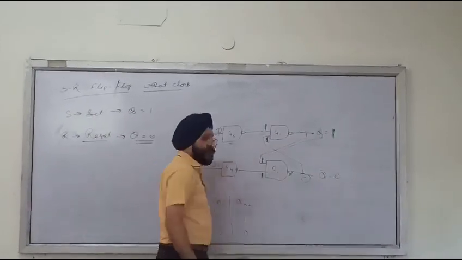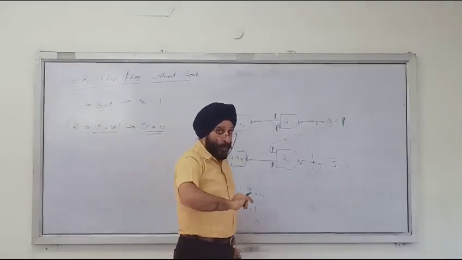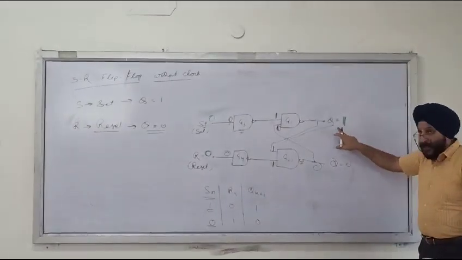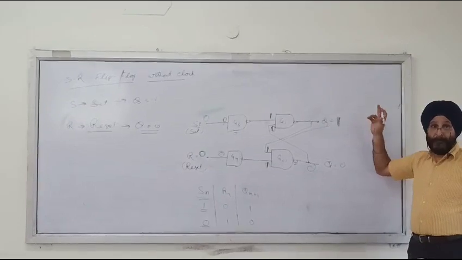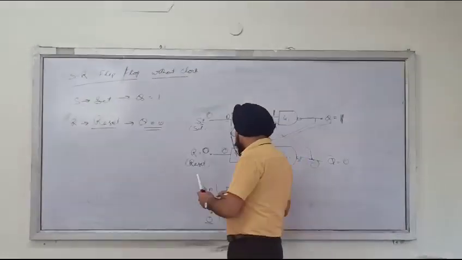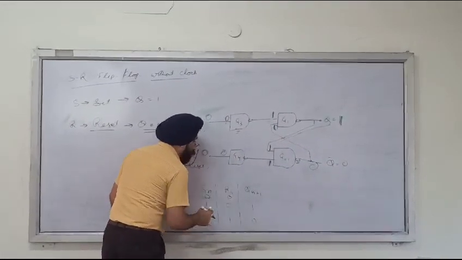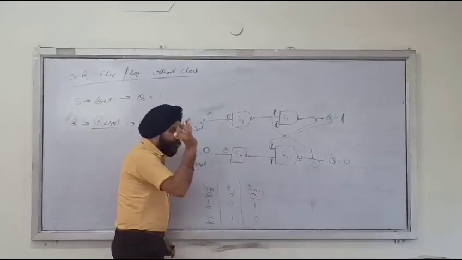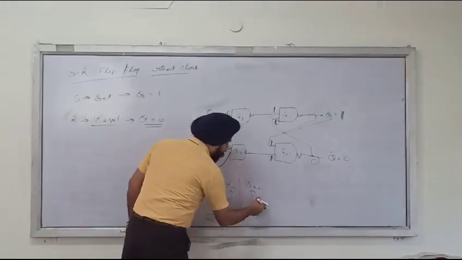That means there is no change in the output. That means when S is equal to R equal to 0, the value of Q will remain as it is, whatever we had previously assumed. So that means when S is equal to 0, R is equal to 0, at that time the output will be whatever my previous value was, it will remain the same. That means output is Qn.